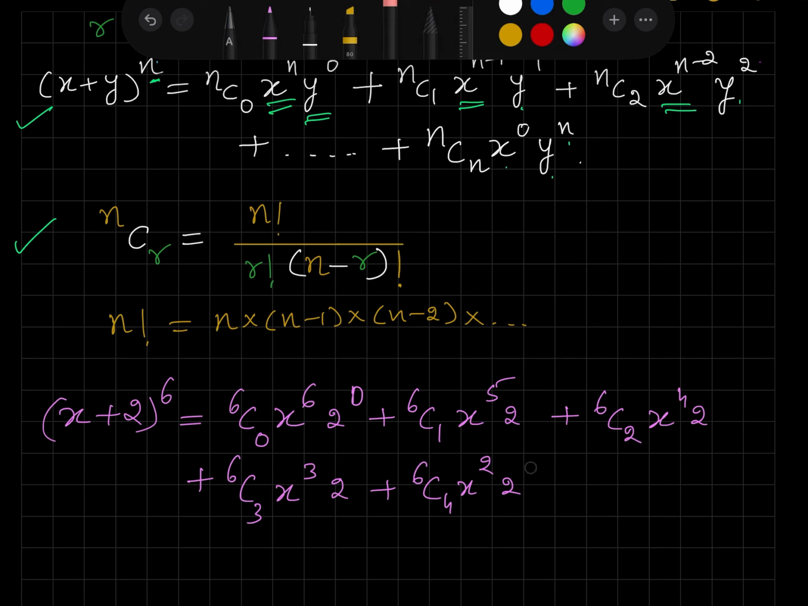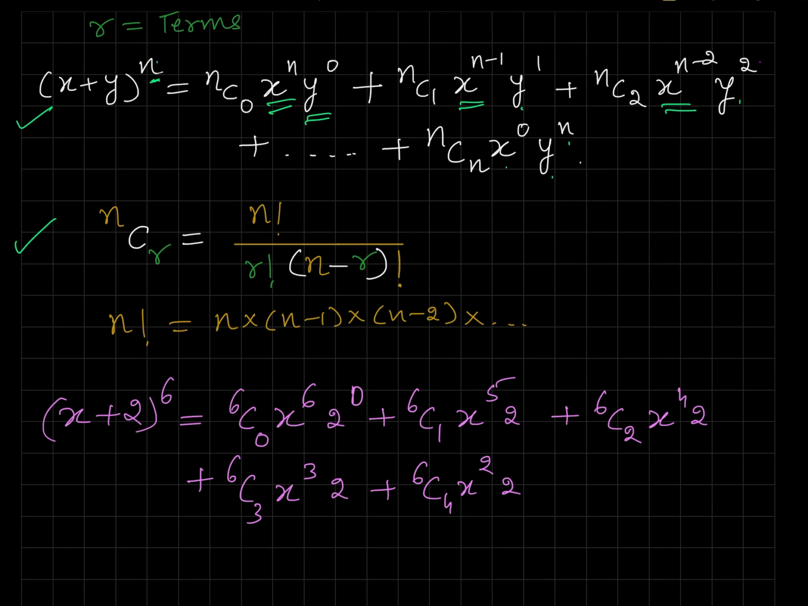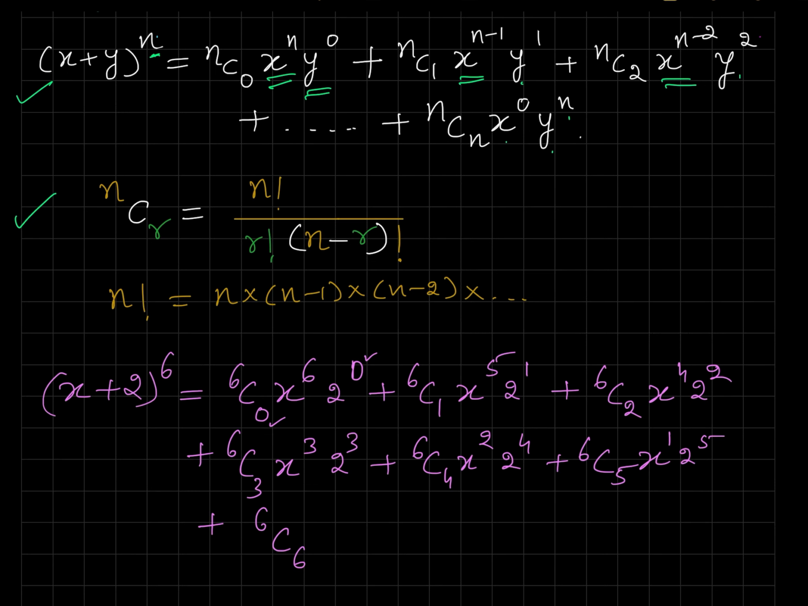So let us change it, no problem. So I will write here 2 raised to 0, 2 raised to 1, 2 raised to 2, 2 raised to 3, 2 raised to 4. So how you can see, this 0 and this 0 should be same. And then 6c5, x raised to 1 and 2 raised to 5. And lastly my term would be 6c6, then x raised to 0 and 2 raised to 6.